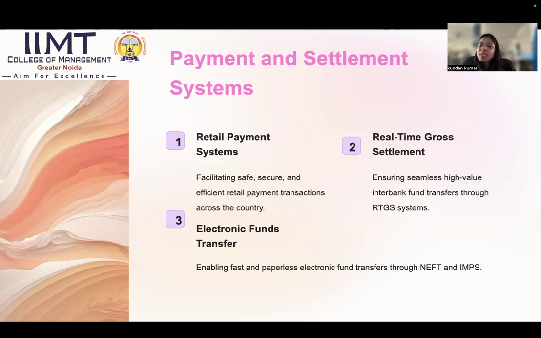It ensures seamless high-value interbank fund transfers through RTGS systems. It enables fast and paperless electronic fund transfers through NEFT and IMPS.